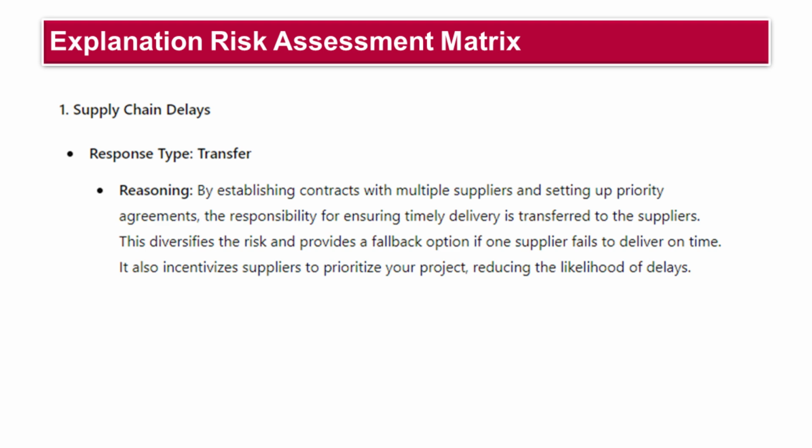For the risk of supply chain delays, the response type is transfer. This approach involves establishing contracts with multiple suppliers and setting up priority agreements, thereby transferring the responsibility for ensuring timely delivery to the suppliers. By diversifying the sources and providing fallback options, this strategy mitigates the impact of delays from any single supplier. Additionally, the contracts often include incentives for suppliers to prioritize your project, which helps reduce the likelihood of delays and ensures more reliable delivery schedules.